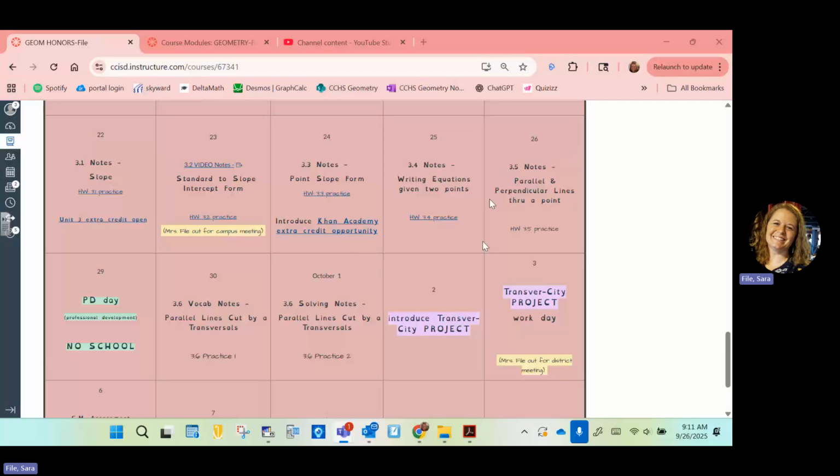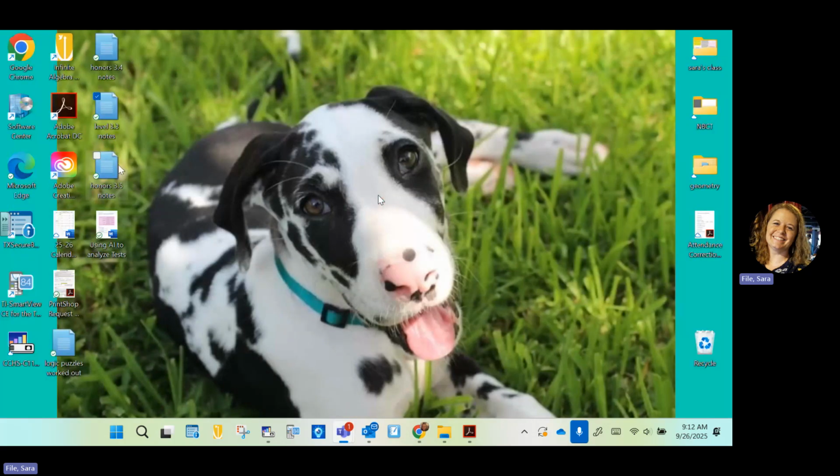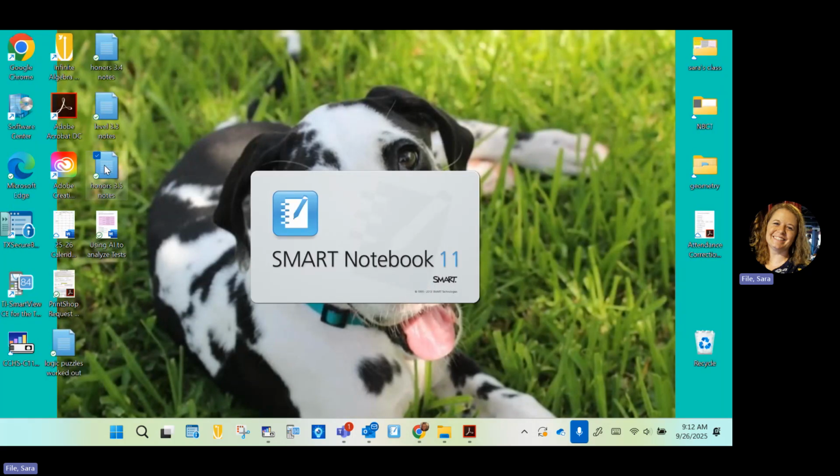So as I said when I was passing out the outline, this is day 5. We've been spending this whole week reviewing linear equations. It's been like algebra review, and we're talking about slope and the relationship of slopes for parallel and perpendicular lines. So this is 3.5.